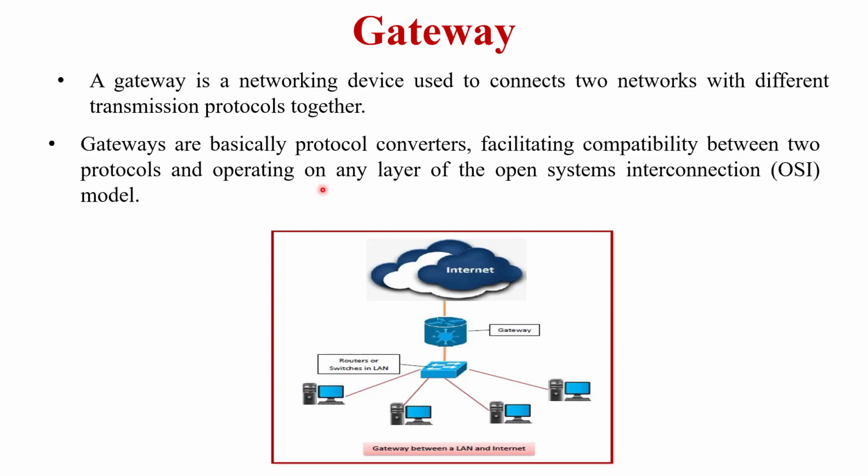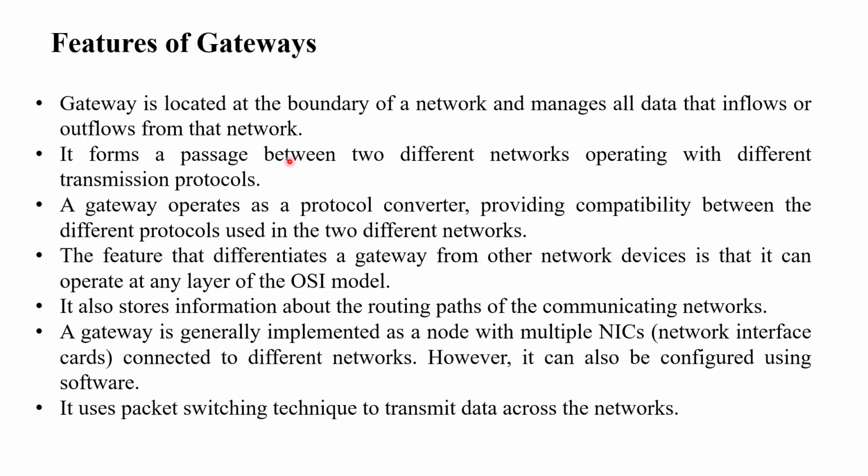So these are some important points of gateway. Now the features of gateway. Gateway is located at the boundary of the network and manages all the data flow within the network. It forms a passage between two different networks operating with different transmission protocols. Gateway is just like a protocol converter. It provides compatibility between two different protocols used in the two different networks. The feature that differentiates it is that a gateway can work on any layer of the OSI model.